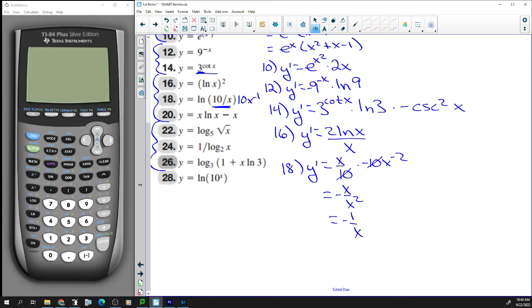Derivative of the inside. The chain rule follows you all the time. No matter how many derivatives we find, the chain rule is always there, which makes antiderivatives lots and lots of fun.